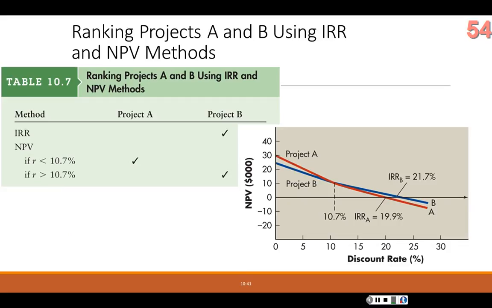So here, if we're looking at the different projects again, according to internal rate of return, project B is always better than project A. If we use the net present value method, however, it says that project A is better when the discount rate is less than 10%. If the discount rate is greater than 10%, project B is better. So it's giving you a more accurate presentation of the data.